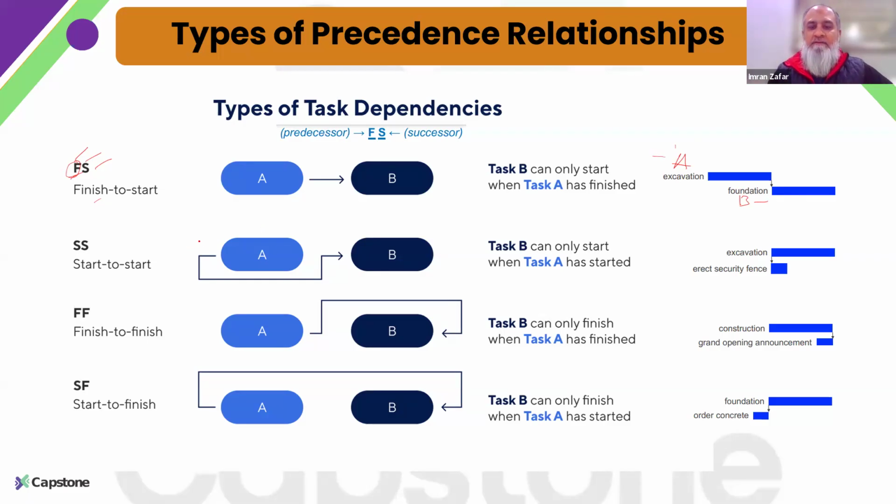The second one is start to start, which means that activity B can only start once you have started activity A as well. Okay. So what can be an example of this? Can any one of you give an example of start to start?